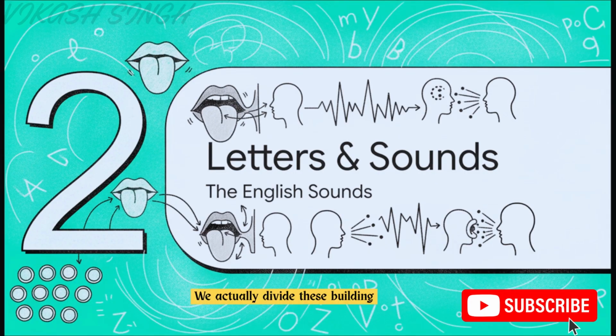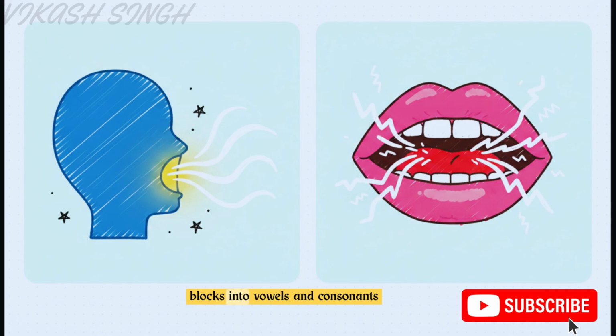Section 2. Letters, the English sounds. We actually divide these building blocks into vowels and consonants based entirely on how our bodies physically produce them. The 5 vowels, A, E, I, O, and U, are raw sounds produced directly from your throat. Actually, try it out right now. Say A, E, I, O, U. Notice how your lips and tongue barely move? The air just flows freely.